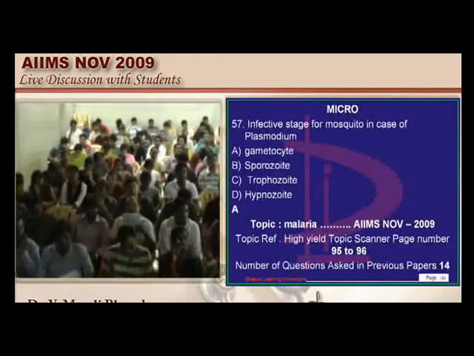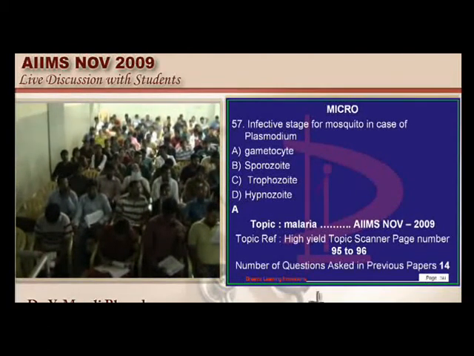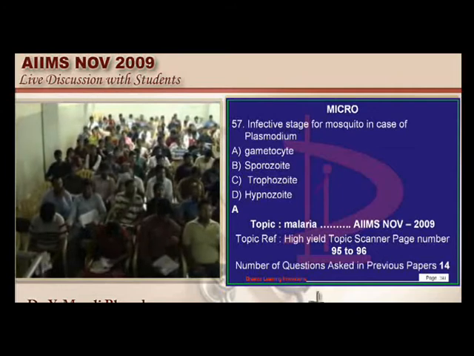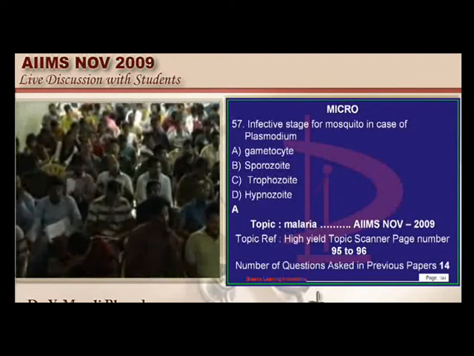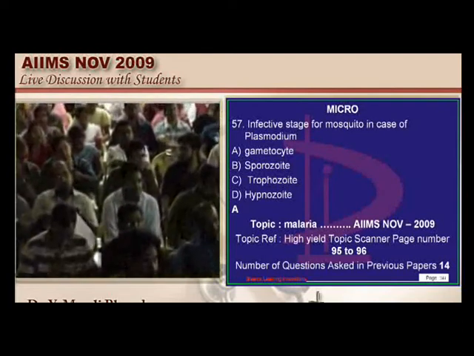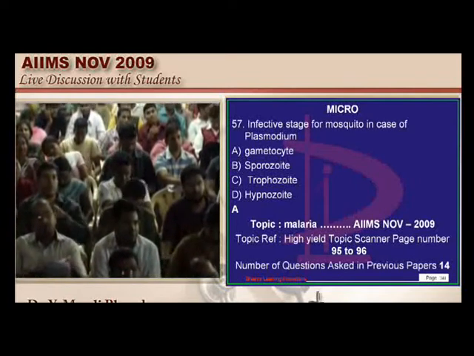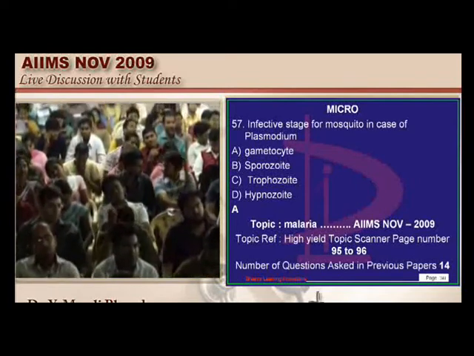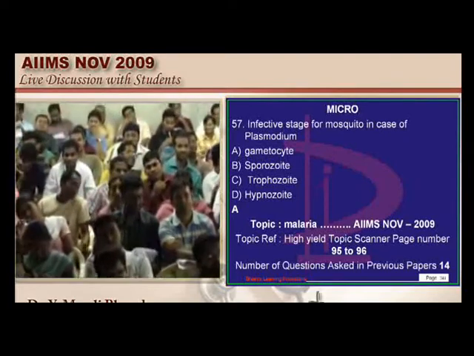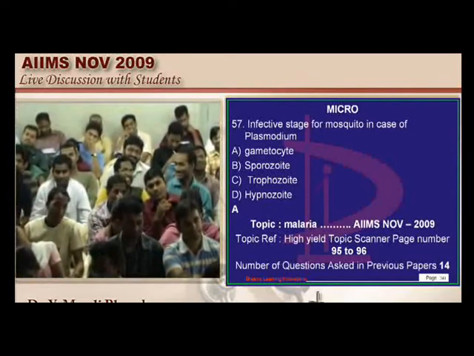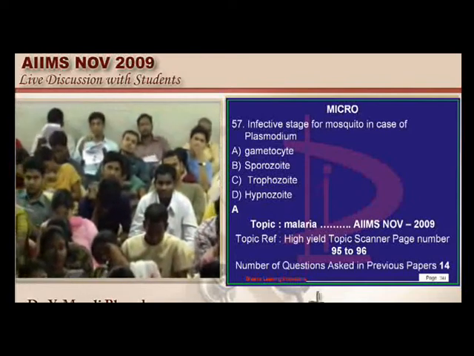Now malaria, once more your 10+2 knowledge. You don't need to prepare specially for the MD entrance. You should not lose the knowledge which you got in 10+2. Now the question is very simple. What is the infective stage to the mosquito, not to the human being? It is the gametocytes which are eaten by the mosquito, and the mosquito becomes infected. So that is what you have to remember. It is the gametocytes which are infective, not the vice versa, not sporozoites, not trophozoites. So no big deal to crack the exam.